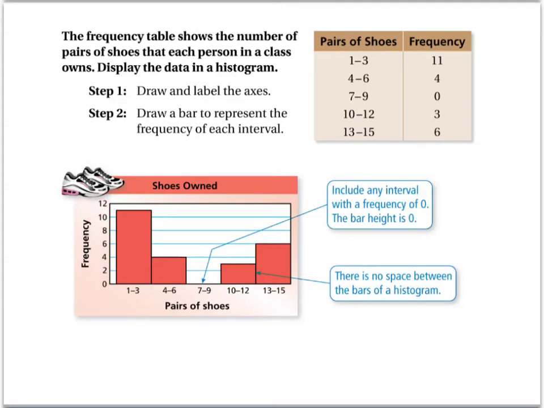Do notice that even though 7 to 9 is 0, you still have to put that as one of your options because that is obviously a number of shoes that somebody could have. So notice that as well, it also points to that there's no space between the bars. Draw them touching to show the 1 to 3, here's your 4 to 6, and so on going down the line.